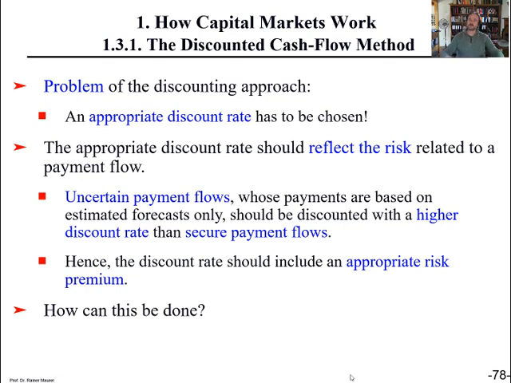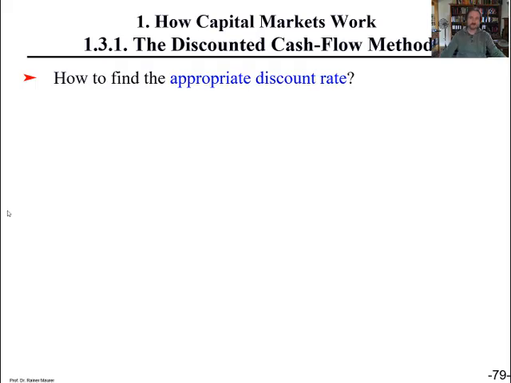Theoretically, the appropriate discount rate should reflect the risk related to a payment flow. Uncertain payment flows, whose payments are based on estimated forecasts only, should be discounted with a higher discount rate than secure payment flows. Hence, the discount rate should include an appropriate risk premium. How can this be done? How to find the appropriate discount rate?